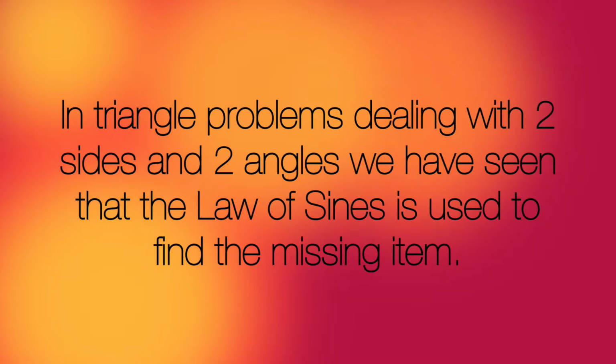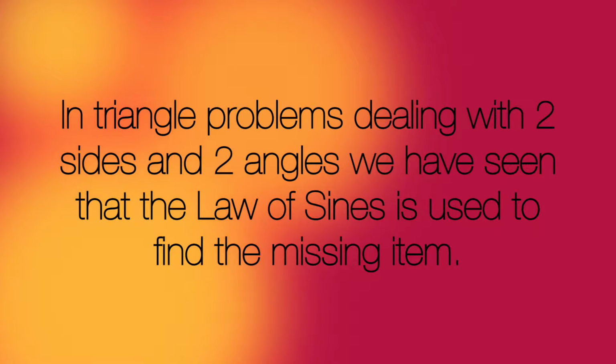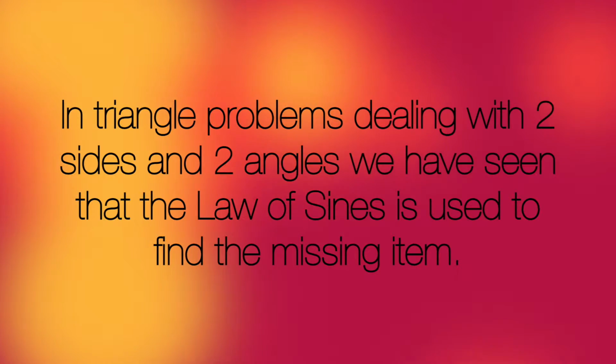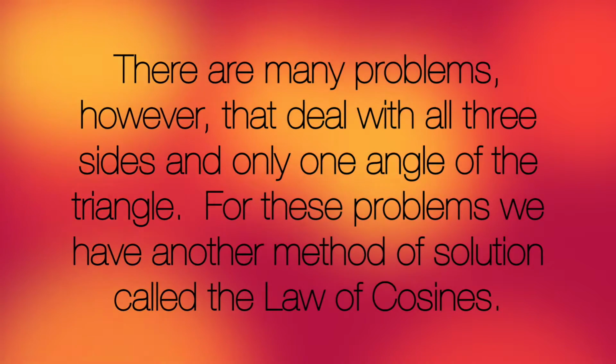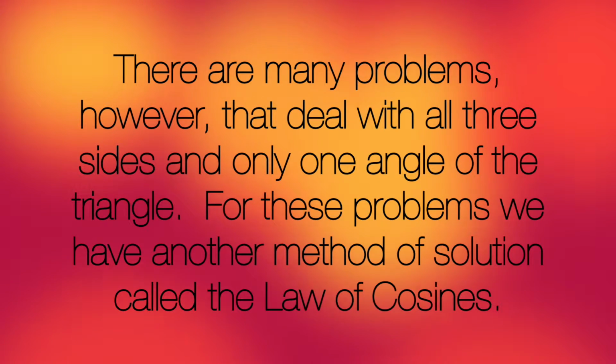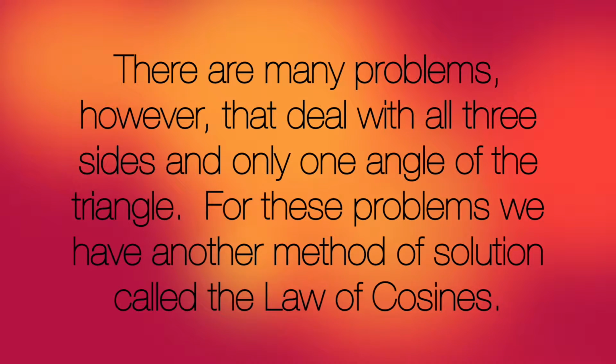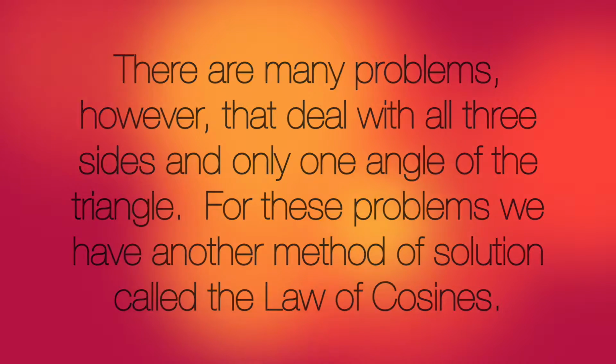In triangle problems dealing with two sides and two angles, we have seen that the law of sines is used to find the missing item. There are many problems, however, that deal with all three sides and only one angle of the triangle. For these problems, we have another method of solution called the law of cosines.